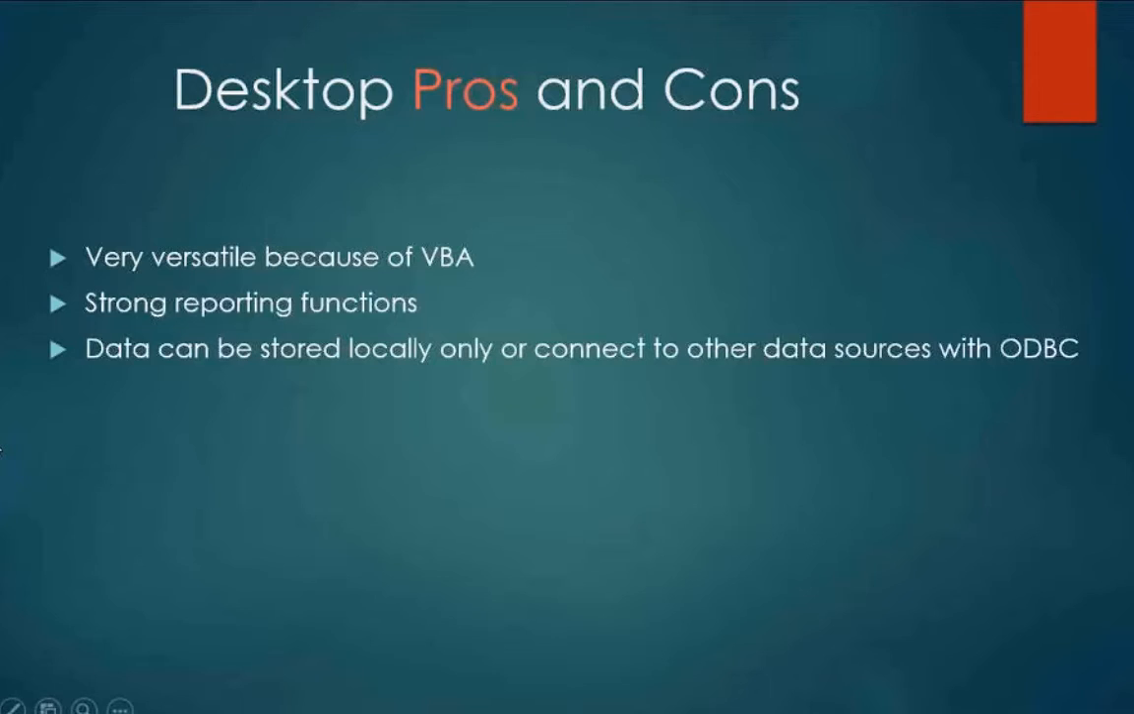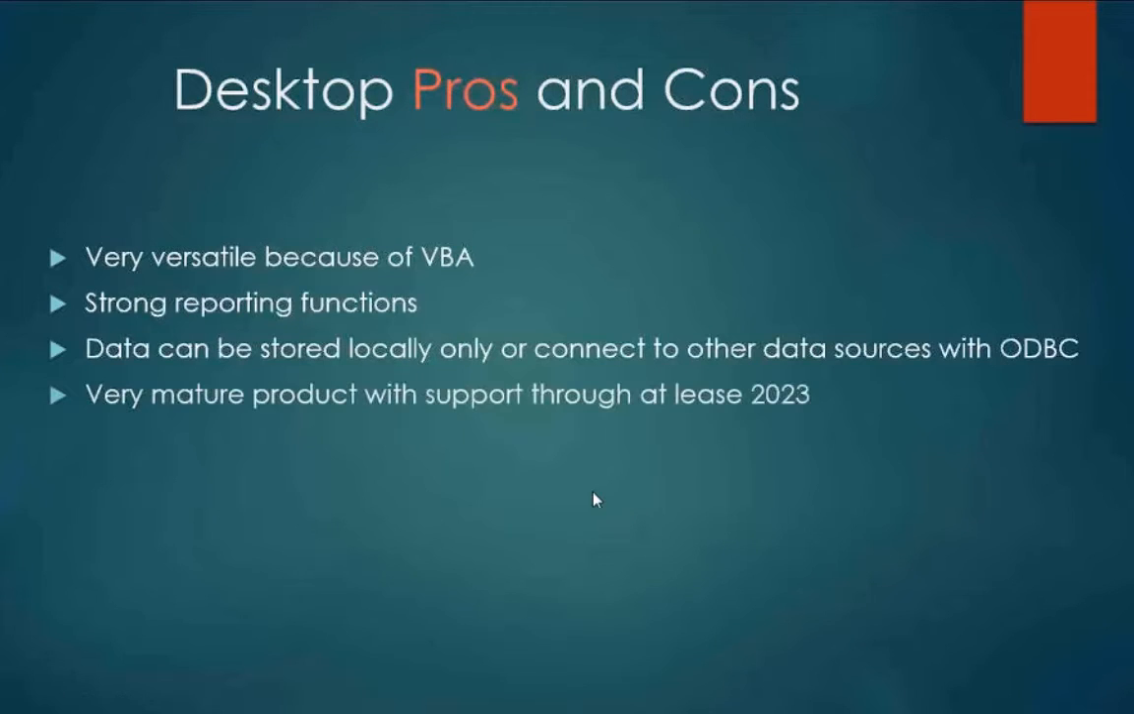Your data can be stored locally. If you've got a single computer that you're running this desktop app on, that data can be right there. Most of the time, developers split between a front end, which is your program, and the back end, which is where the data is at. But it can be stored right there. It could be stored on a server on site. Or if you've got other data sources, you can connect to them with your ODBC connections. So you've got almost limitless ways of connecting with your data from different places.